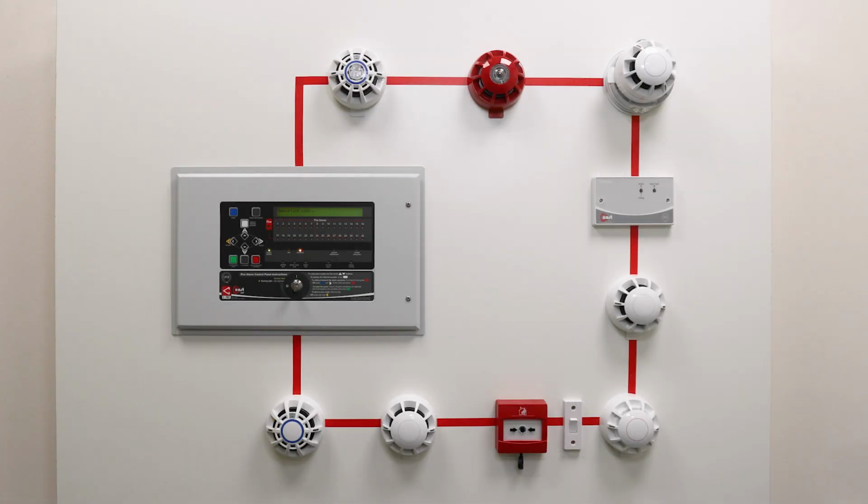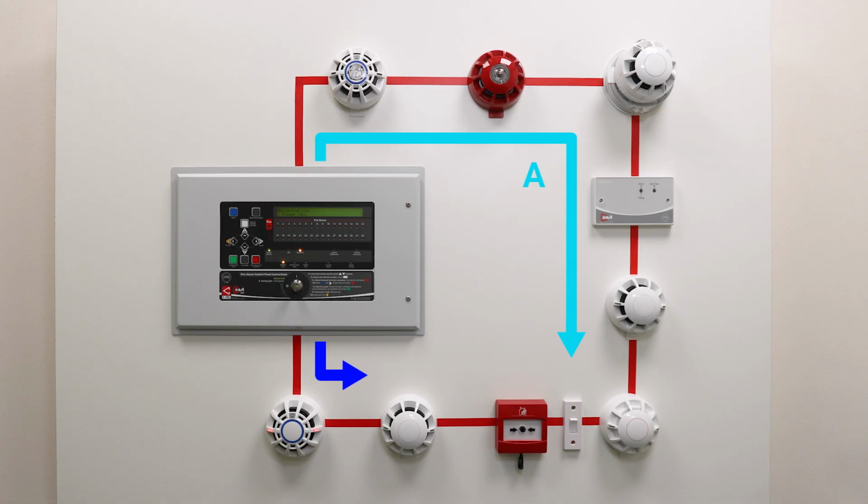The panel will now pull the devices it is able to see on the A side of the loop in the sequence that the devices have been wired, briefly illuminating the LEDs on each device as it goes. When it gets to the last device it is able to pull, the panel will then pull the B side of the loop in the same way.